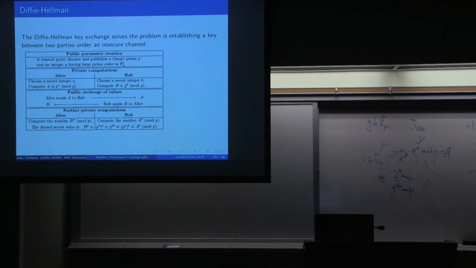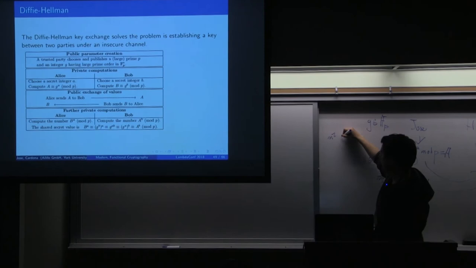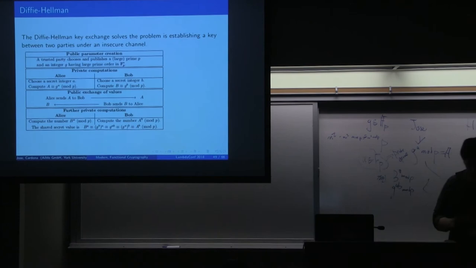Why are they equivalent? Because of the properties of multiplication over modular arithmetic, especially. This law holds: for example, if you multiply M squared times M squared mod P, it's the same thing as saying M to the 4 mod P. And this holds. Now they have a shared key. They establish a shared key.